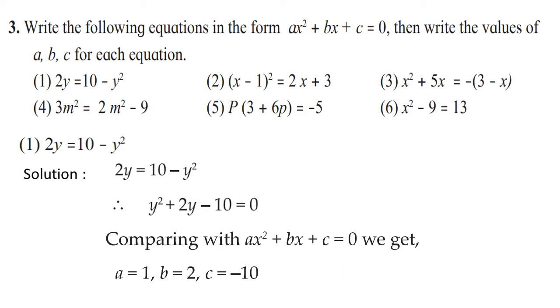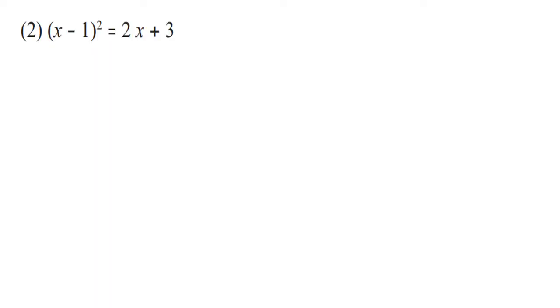Now, let us go towards the second question. x minus 1 the whole square is equal to 2x plus 3. So, let us solve it. First, write down the given question as it is. This is your very first step.